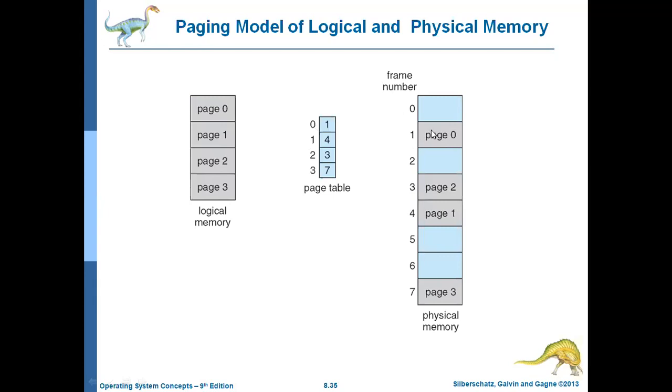In those 16 bytes, the very first frame is allocated to page 0. Page 1 is allocated with 4 as the frame number. Then page 2 is allocated with frame number 3 here. And page 3 is allocated with 7.